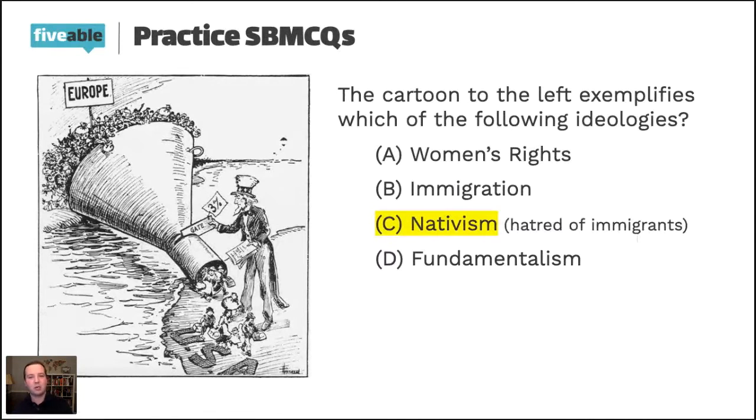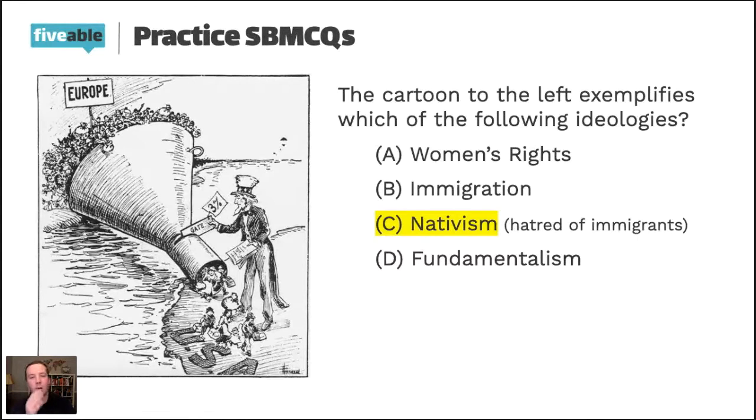This shows hatred of immigrants. Notice Europe is clamoring to get into the United States, and Uncle Sam is putting out the 3% gate. That means this is talking about the National Origins Act of 1924, by the way, and only allowing some to come in through this funnel, through immigration. This cartoon seems to be suggesting that this is a good thing. By the way, one technique, so yeah, it is C.